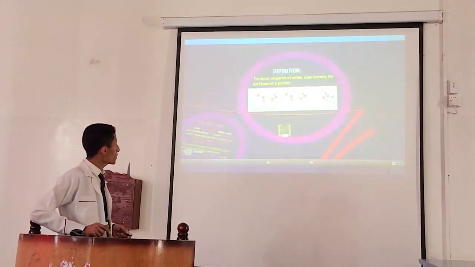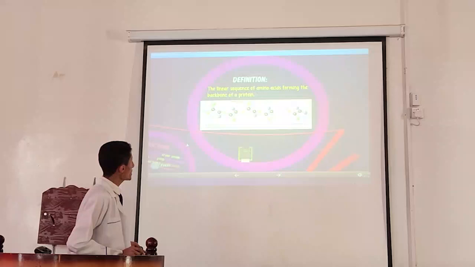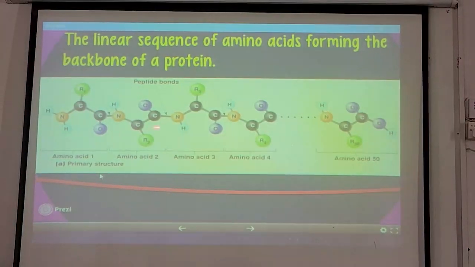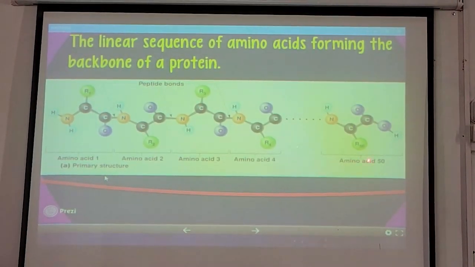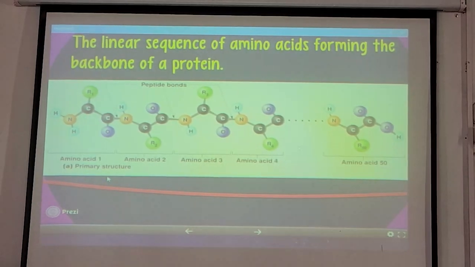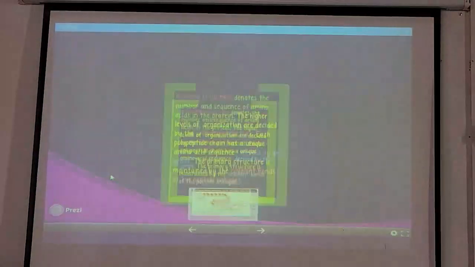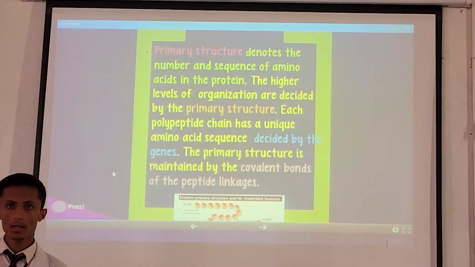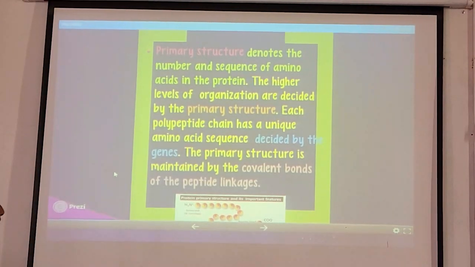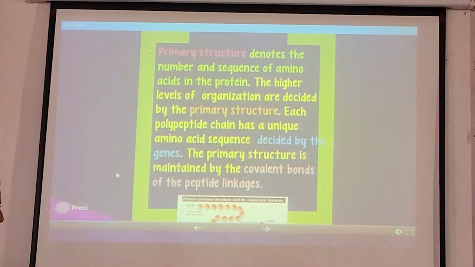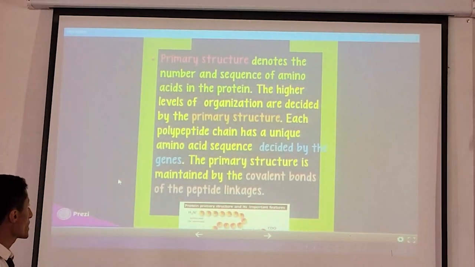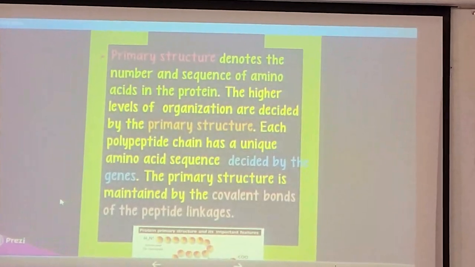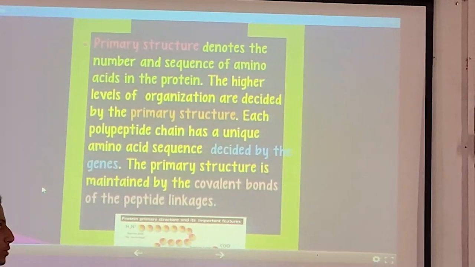The definition of primary structure is the linear sequence of amino acids forming the backbone of a protein. When we look at this picture, we see a polypeptide chain that is formed by 50 amino acids. These amino acids are linked together by peptide bonds, and the primary structure denotes the linear sequence and number of amino acids that are linked together, determined by the genetic code. The higher levels of any protein inside the body are determined by this primary structure. And the primary structure is stabilized by a very strong covalent bond, which is the peptide bond.